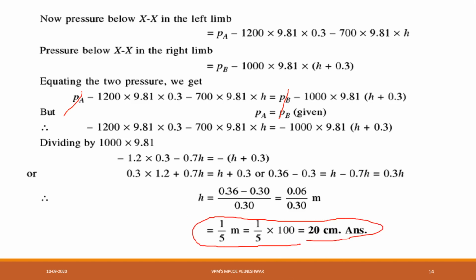In this way our manometer sums will be solved. With this we have completed differential manometers, whether it is the U-tube differential manometer or the inverted differential manometer. Now after this I will share some numericals for you. Please try to solve them.